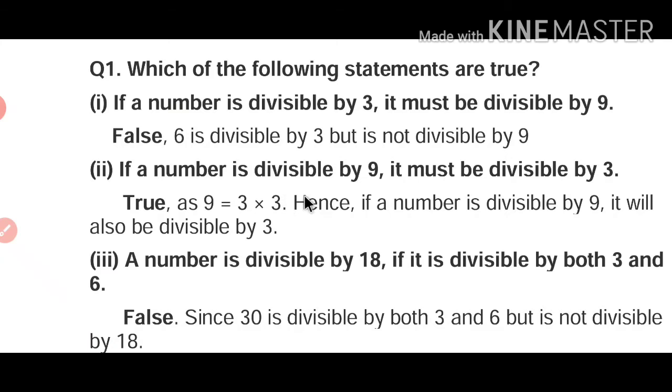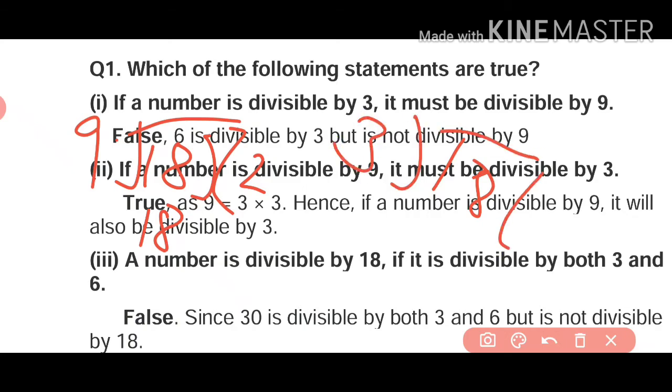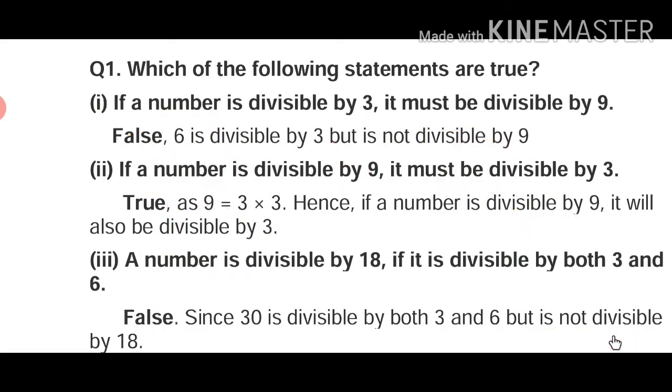Second one, if a number is divisible by 9, it must be divisible by 3. It is true, as you can see that 9 can be written as 3 multiply 3. Hence, if a number is divisible by 9, it will also be divisible by 3. Or you can see the example 18. You can see that 18 is divisible by 9. How many times? 9 twos are 18. And 18 is also divisible by 3, 6. So you can see that if 18 is divisible by 9, then it is also divisible by 3. So the answer will be true.